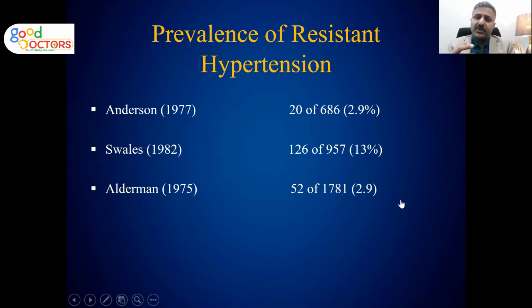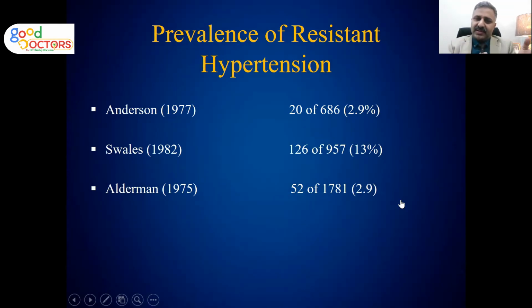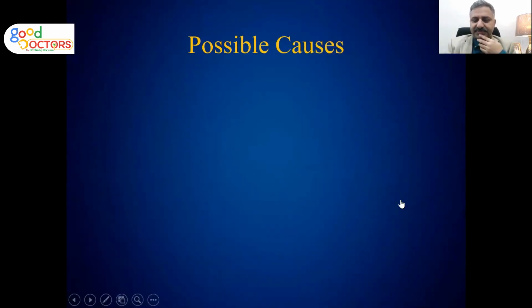There is also a term called refractory hypertension. To me, it is the same as resistant hypertension, but if blood pressure is not even controlled with 4 or 5 medications, that is considered by some experts as refractory hypertension. For me, difficult to control blood pressure, resistant hypertension, refractory hypertension, all are the same thing.